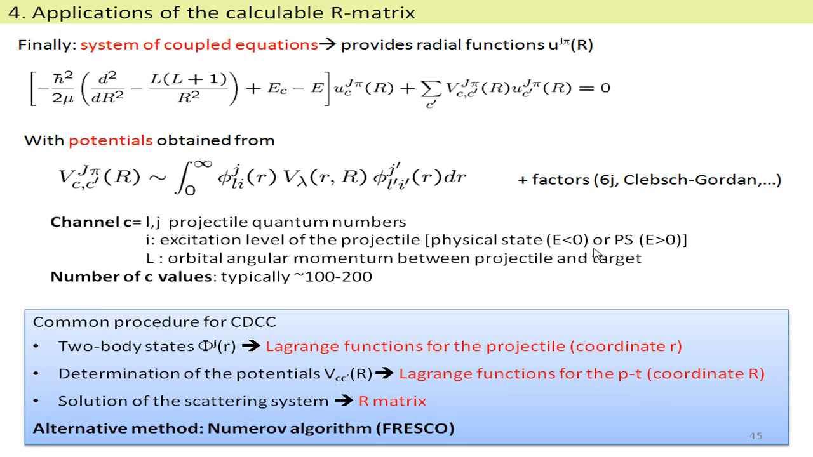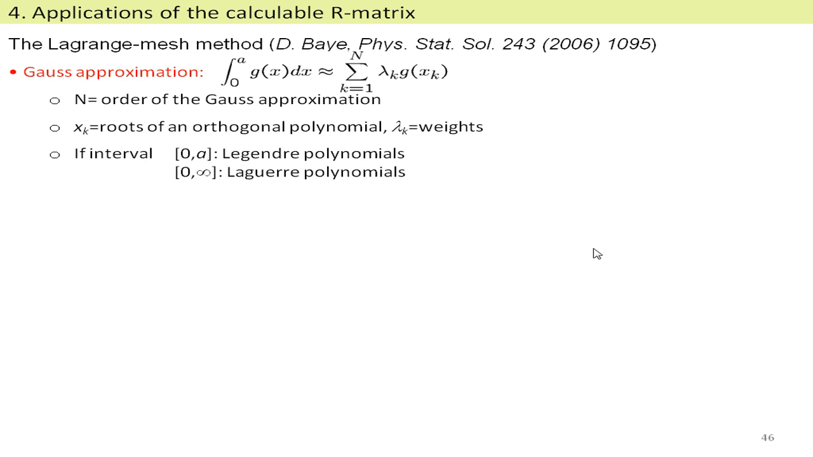And you know, one method is the one used by Fresco. It's a Numerov algorithm, and here I'm going to show you results with the R matrix. And here just one slide about the Lagrange mesh. This is a method which has been developed essentially by Daniel Baye in Brussels. And the idea is to develop a set of basis functions which can be used in any field, not only in nuclear physics, but also in atomic physics or particle physics. So a set of basis functions which is convenient to use for matrix elements.